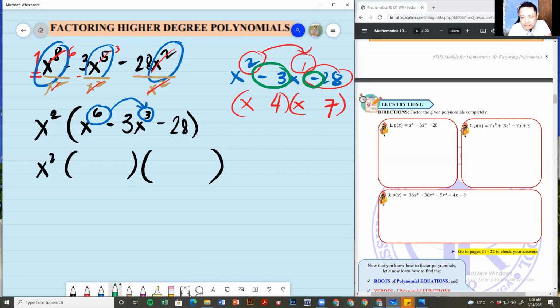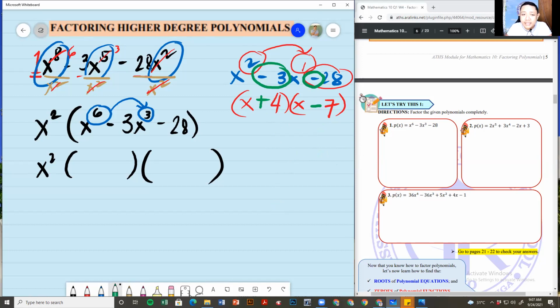Since it's a negative 28, one should be positive, one should be negative. Now, to get a negative 3, when you combine these two, what should be the signs of each? Okay, so 7 should be negative and 4 should be positive. Let's double check. 4 times negative 7, it's negative 28. That's correct. So no problem. Now, when we combine them, 4 minus 7, the answer is negative 3. Therefore, we got the correct signs, which are 4 and negative 7.